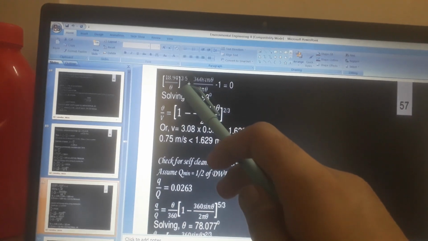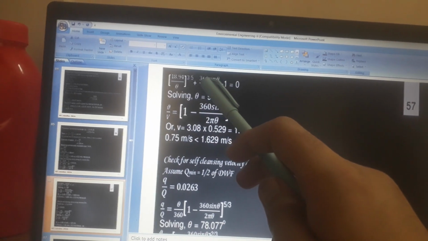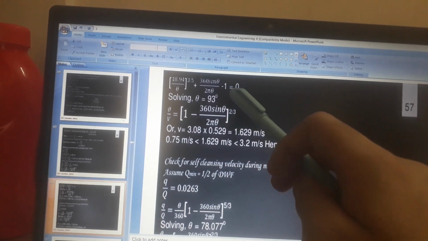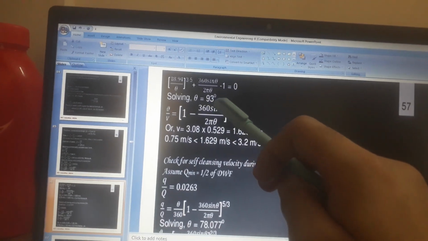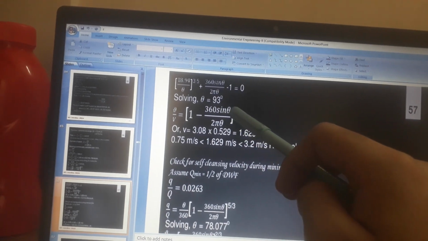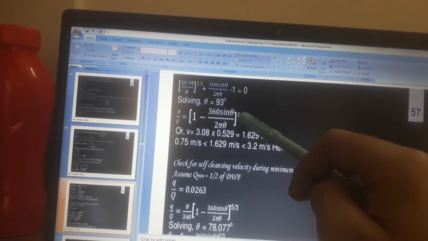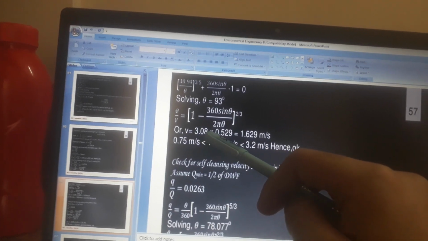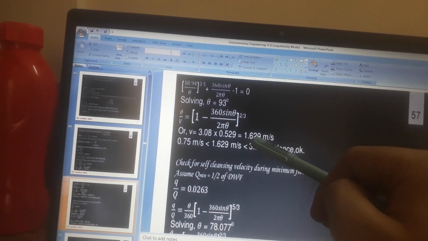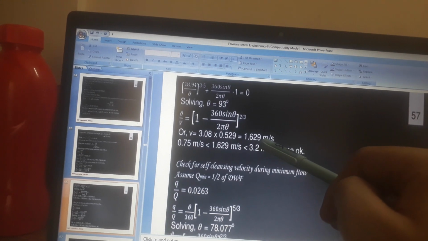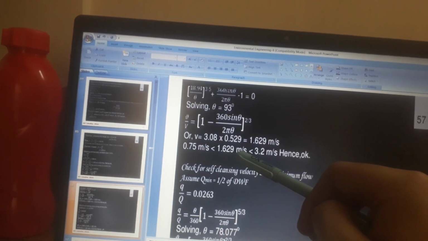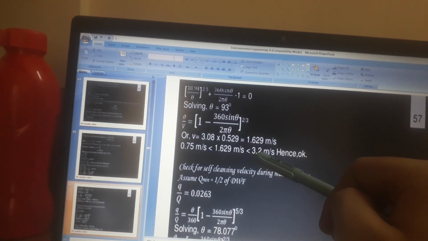Then 18.94 over theta whole raised to power 3 by 5 plus 360 sin theta by 2 pi theta minus 1 is equal to 0. Solving, theta is equal to 93 degree. Small v by capital V is equal to 1 minus 360 sin theta by 2 pi theta whole raised to power 2 by 3, or small v is equal to 3.08 into 0.529 is equal to 1.629 meter per second. 0.75 meter per second less than 1.629 meter per second less than 3.2 meter per second.